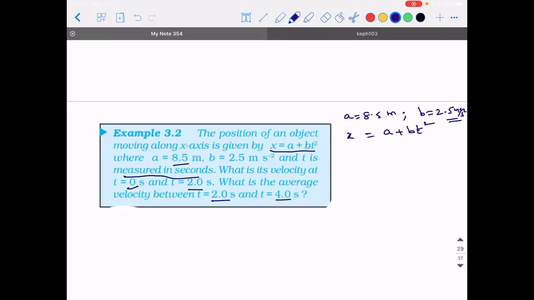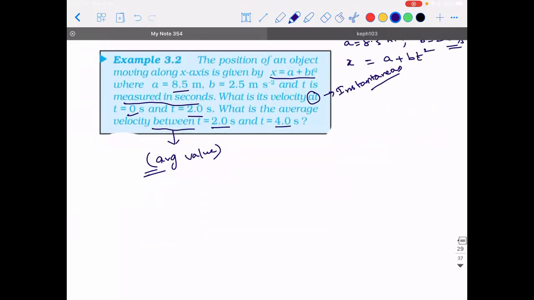How to do? They have asked what is the velocity at, so this preposition at means instantaneous value. If they use the word between, it means it is average value. That is the language of physics. So x is equal to a plus bt square. Now the question is, how will you find the velocity at t is equal to 0?